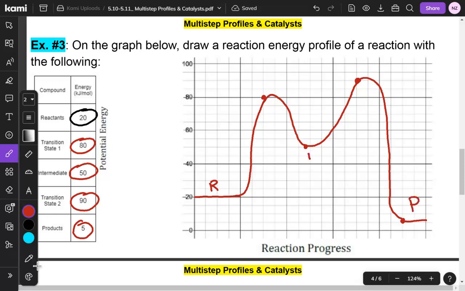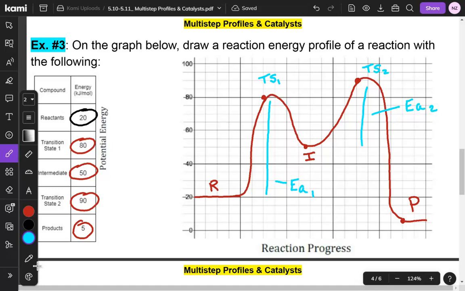So our intermediate, again, is this valley right here. This is a two-step reaction. We have two steps going on here. So our first step, we went from 20 to 80. That's our first activation energy. Our second one, we went from 50 up to 90. So this should be EA1, EA2. We have two transition states. This would be transition state 1. This would be transition state 2.